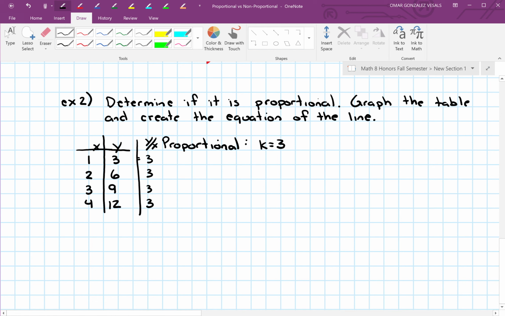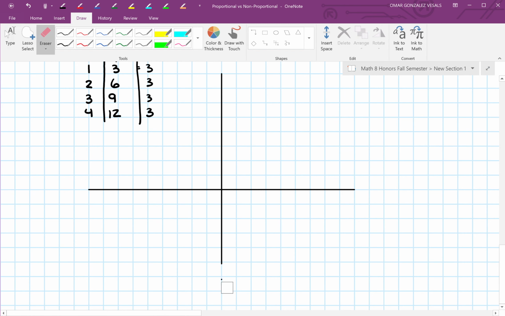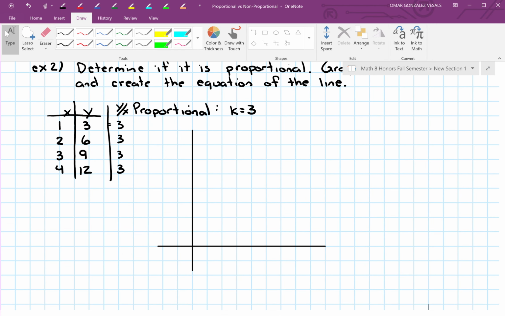Okay, so this is proportional, and I like what Lucas said. Lucas, how did you tell that this was proportional? It goes through the origin. I'm glad that you noticed that. Did anybody else notice that? Yeah. If your line goes through the origin, it'll be proportional. If it doesn't go through the origin, then it's going to be what? Non-proportional. That's simple, guys. If a line goes through the origin, it will be proportional.